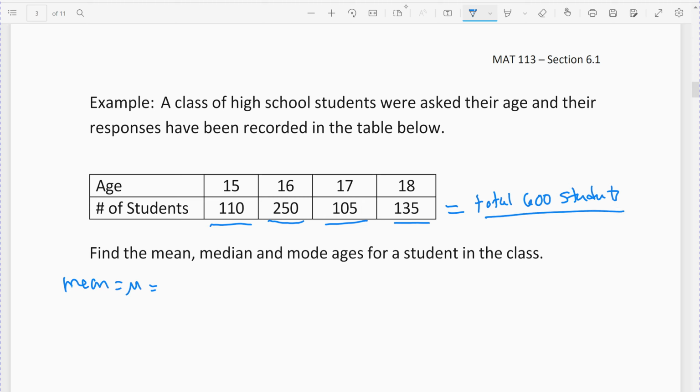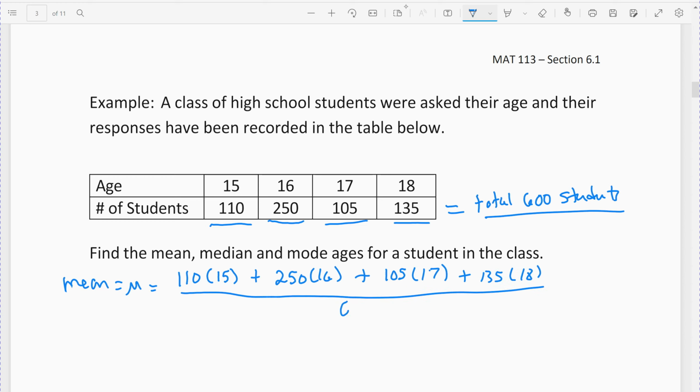When you add them up, I know that there are 110 15-year-olds, so you take 110 times 15. Plus, there are 250 16-year-olds, so 250 of them are 16. Plus 105 17-year-olds, so you take 105 times 17, plus 135 18-year-olds. And then you're going to take that number and divide it by, sorry, divided by 600, not 16, because there's 600 people represented there.